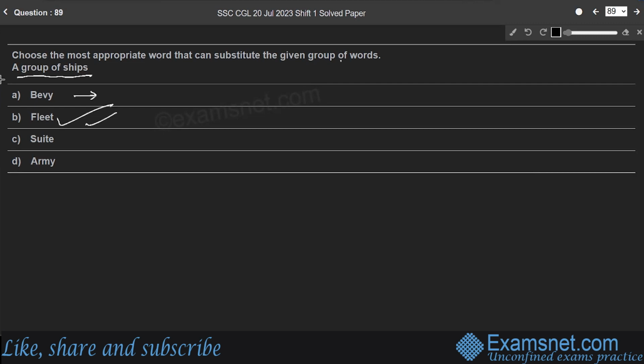Whereas the remaining words, so bevy. Bevy means a group of roe deer, right? So a group of roe deer or quails or larks is called bevy. Whereas suite means a set of rooms designated for one person's or family's use, right? So a set of rooms designated for one person's or family's use is called suite.